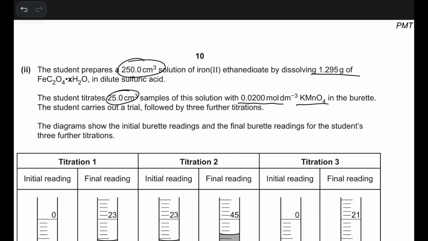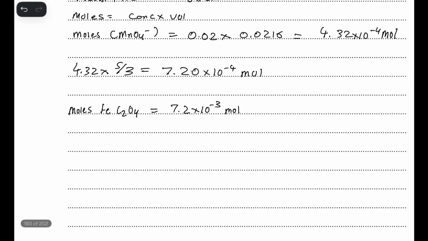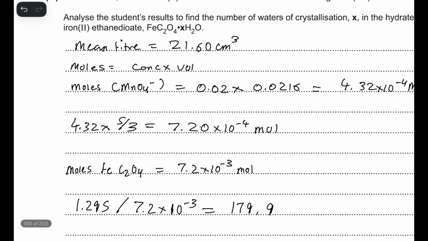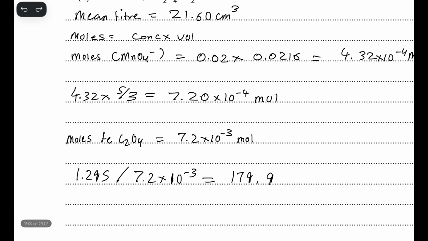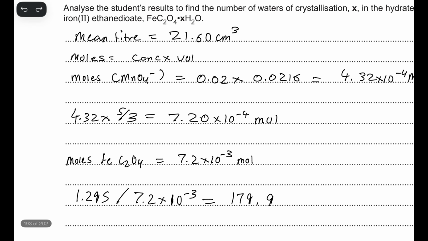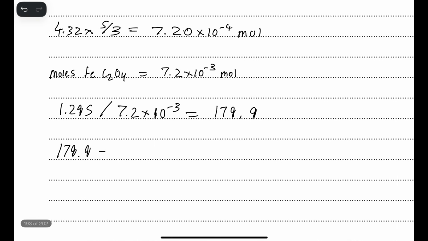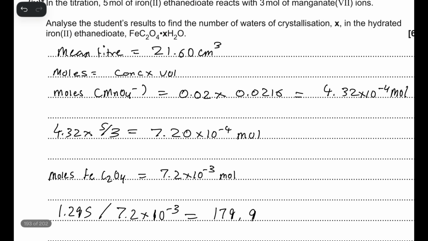So we have the mass, 1.295, divided by the moles, 7.2 times 10 to the negative 3, is going to give us our Mr, which is going to be about 179.9. Okay. So now that we have that, we just want to find the water part, right? So we need to take away this first bit, the iron ethanedioate part. So 179.9 minus, and if we just quickly do it, I'm going to put this in my calculator.